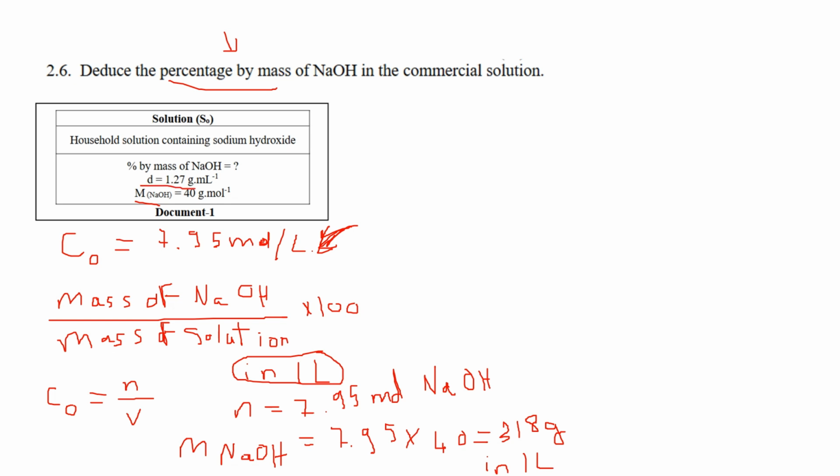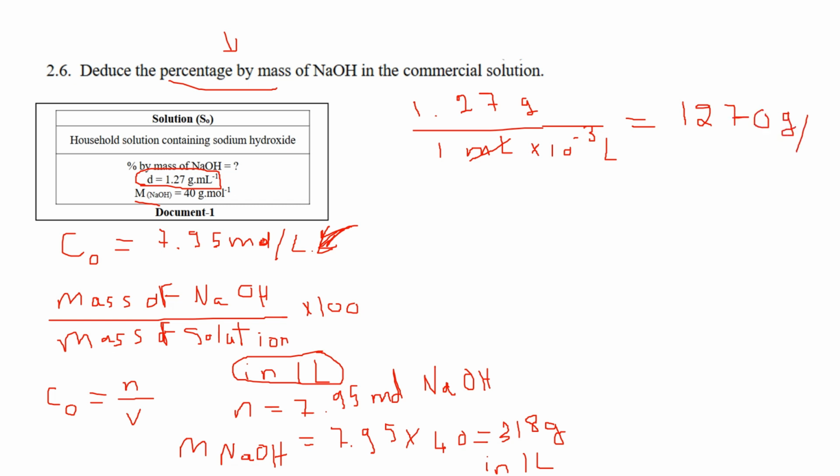Now let's talk about the solution. We have the density of the solution. The density is telling us that there is 1.27 grams in 1 milliliter. So if we need to change this 1 milliliter to liter, we need to multiply by 10 power negative 3. So 1 times 10 power negative 3 liter. Okay, so this density will be equal to 1270 grams per liter. This is the mass of solution in 1 liter.